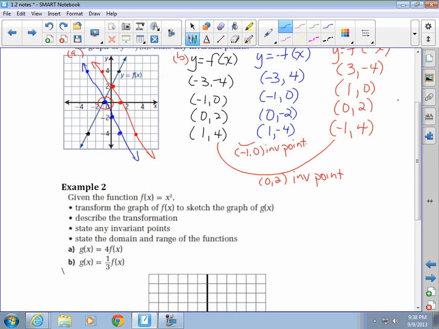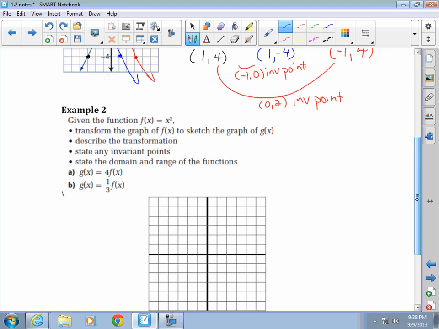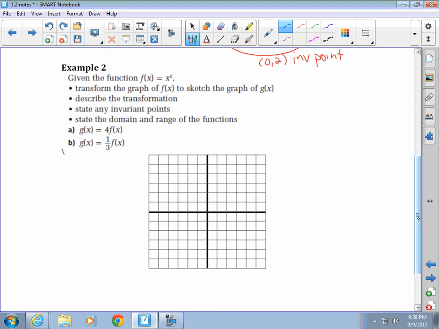Example 2, it says given the function f(x) is equal to x squared, so we know we're going to have a parabola. Transform the graph to sketch the graph of g(x). Describe your transformation, state any invariant points, and state the domain and range of the function. Okay, so for A, let's do that one over here.